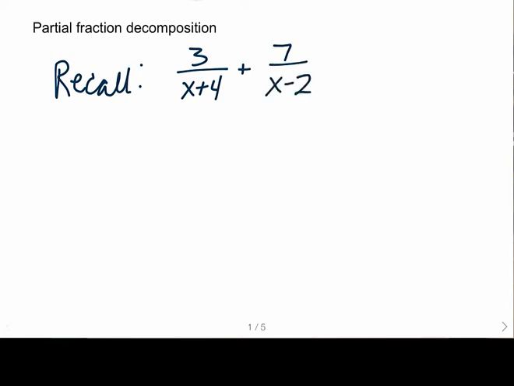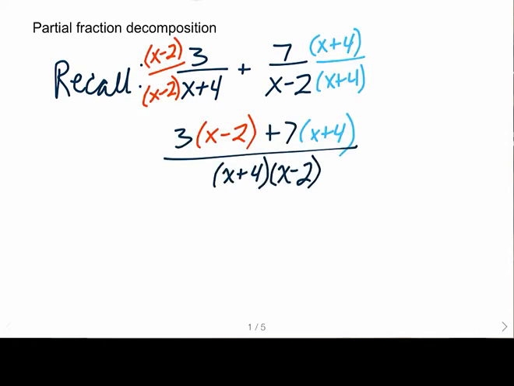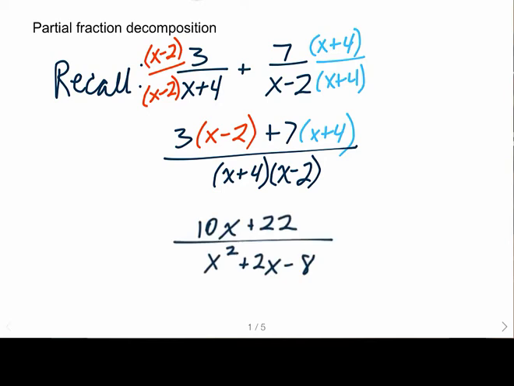In order to add these, we would need common denominators. And so, let's go ahead and obtain common denominators by multiplying by appropriate factors. And by so doing, we get 3 times the quantity of x minus 2 plus 7 times the quantity of x plus 4 divided by our common denominator, x plus 4 times x minus 2. If we go ahead and bring this all the way home, I'm going to simplify the numerator and multiply the denominator. We end up with the single rational expression 10x plus 22 over x squared plus 2x minus 8.